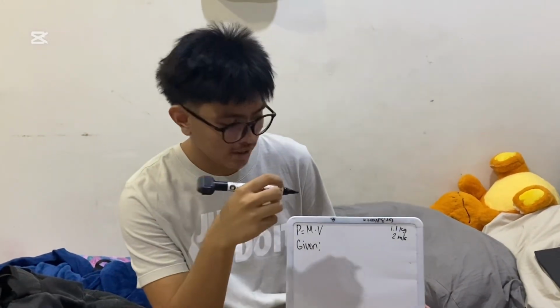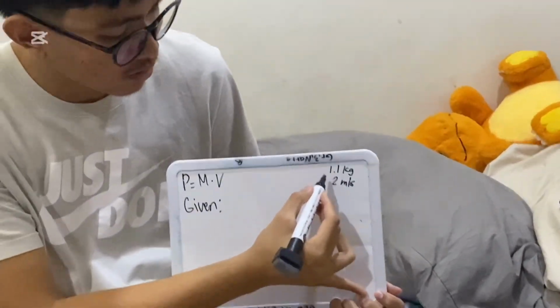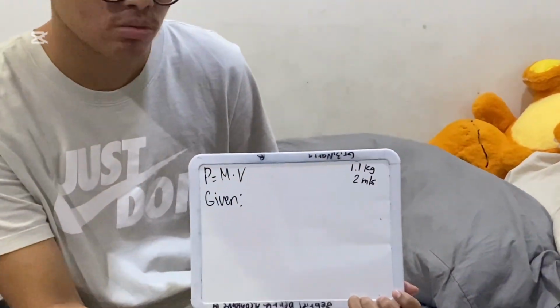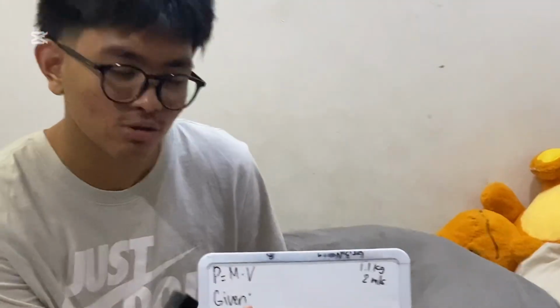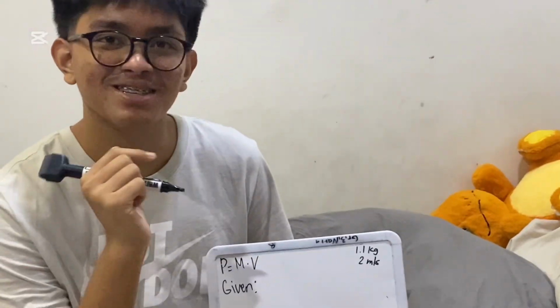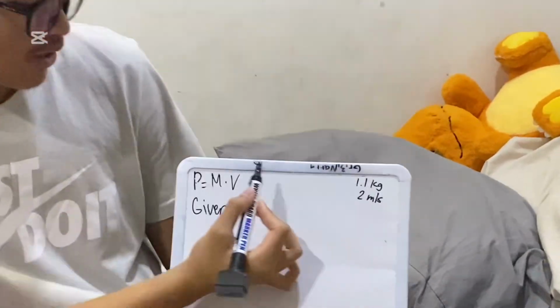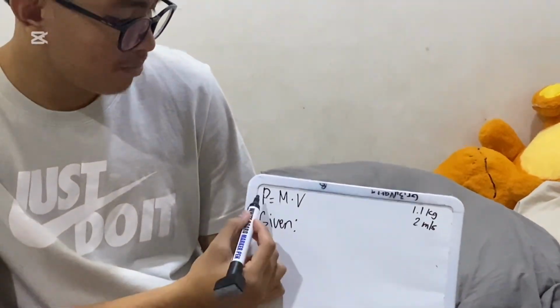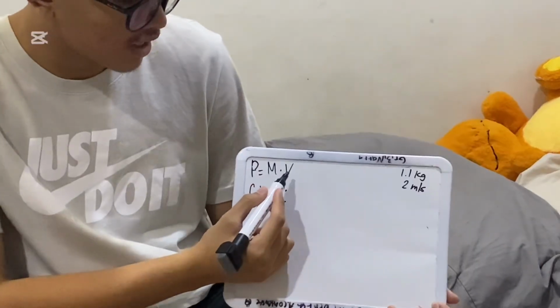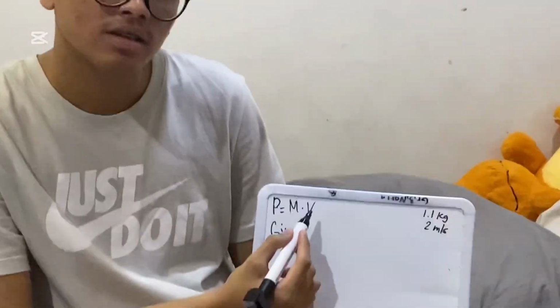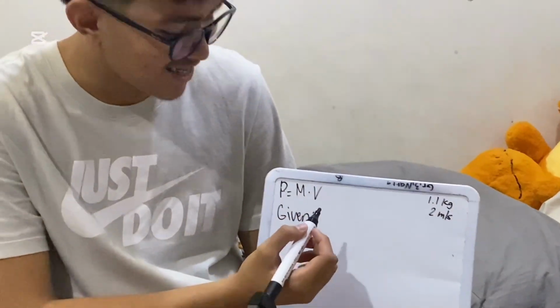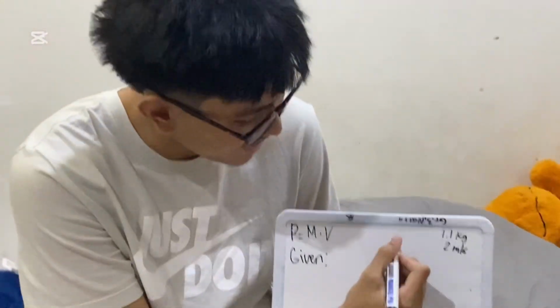Okay, so remember when I threw the thermoflask at the wall. The thermoflask is about 1.1 kg, and I threw it at approximately 2 meters per second. So we're going to use this formula: P equals M times V, which is mass times velocity. So let's write it down.